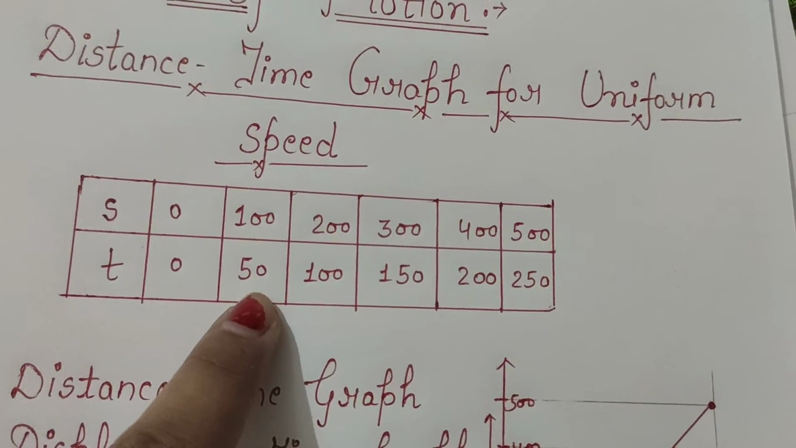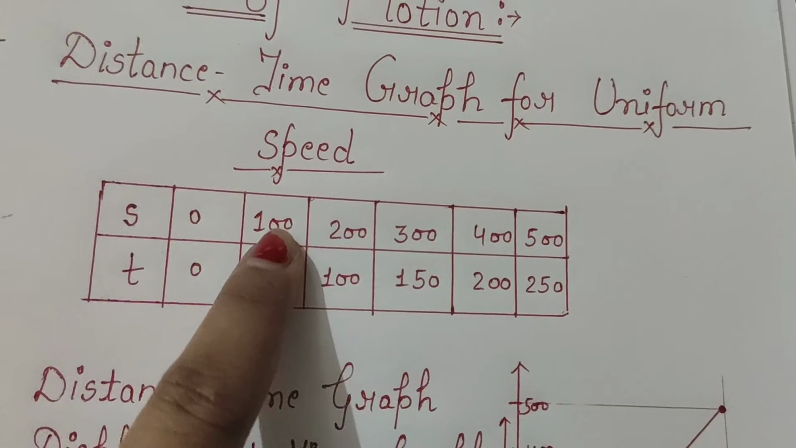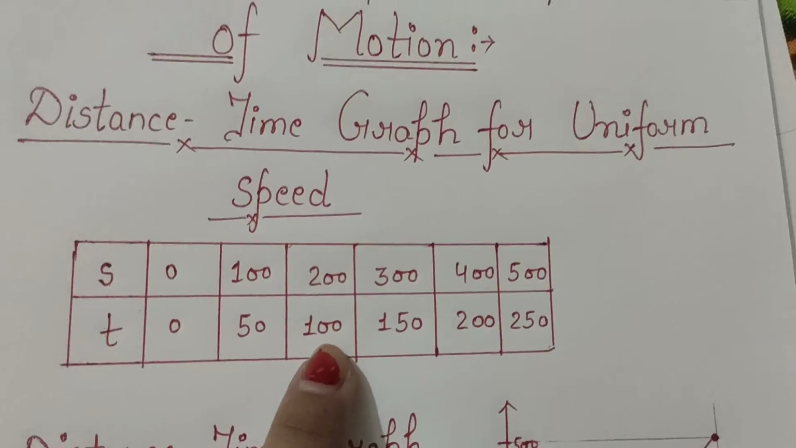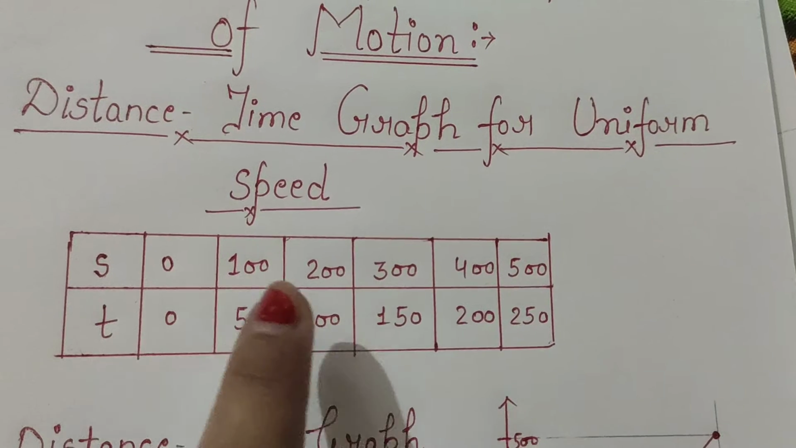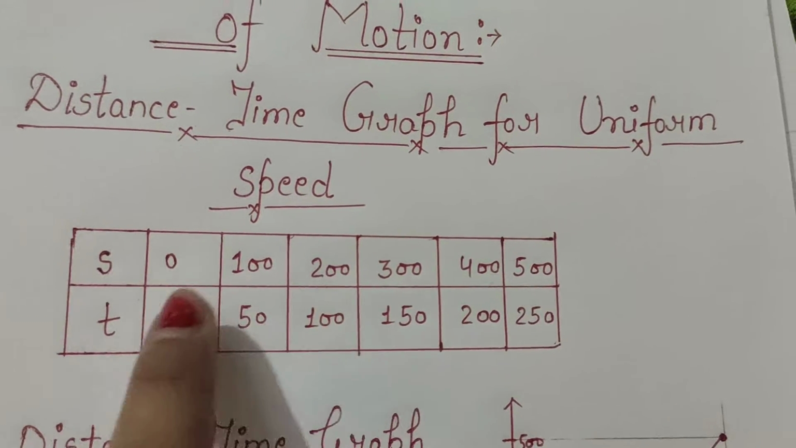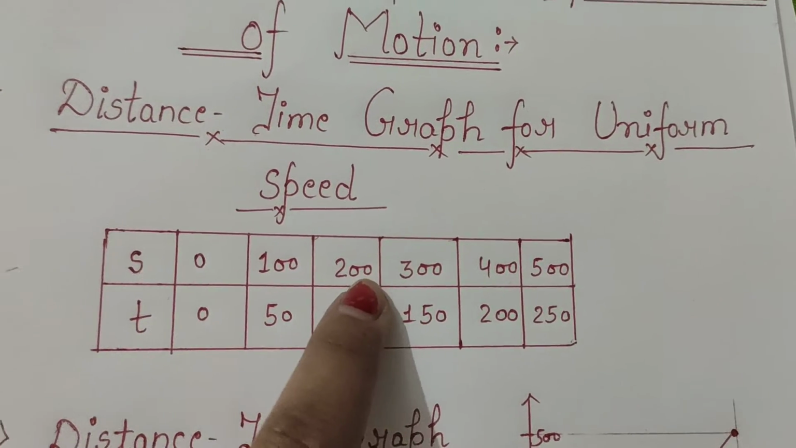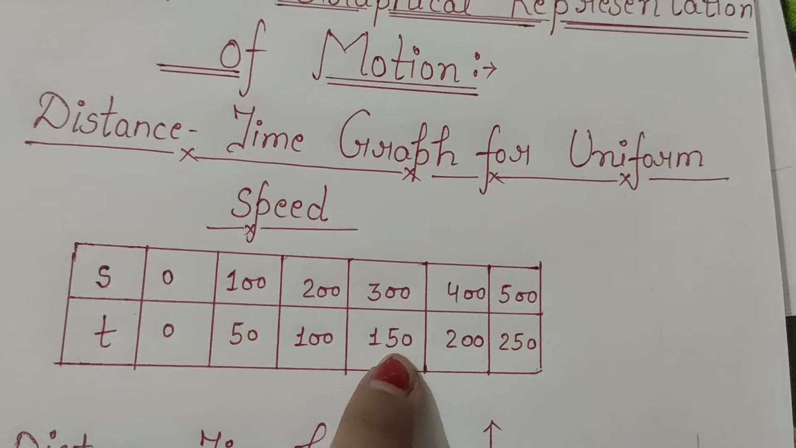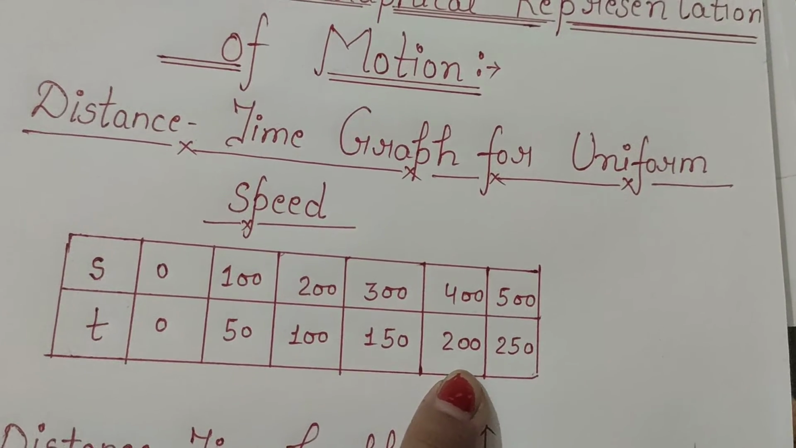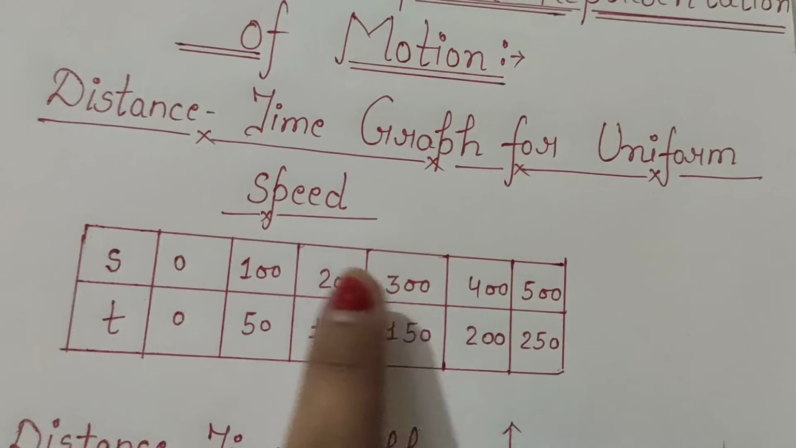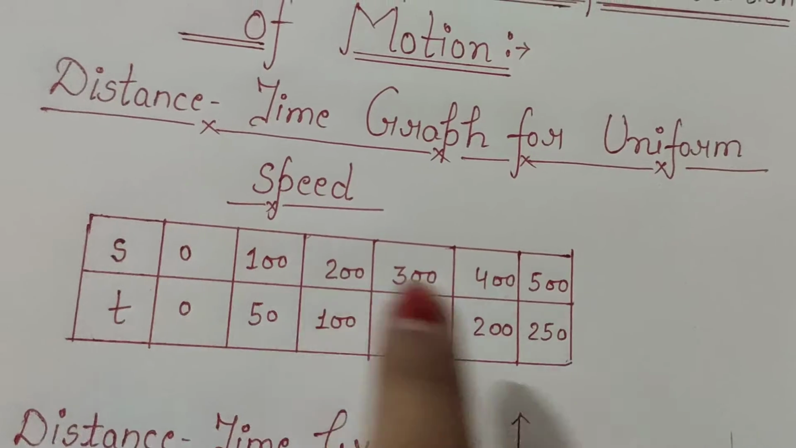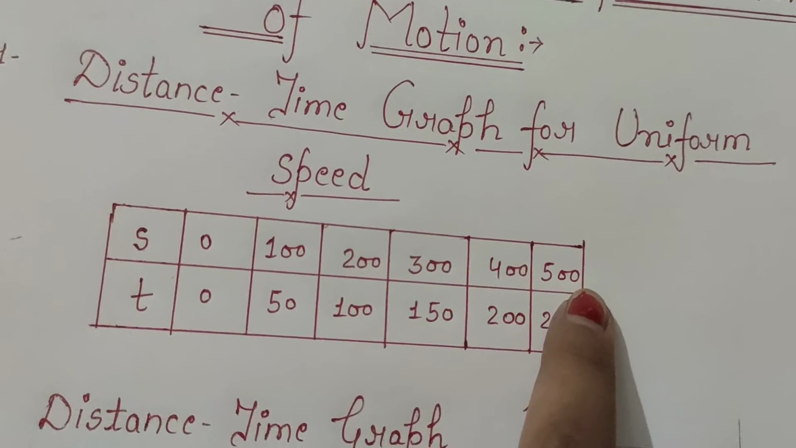After 50 seconds, we have observed that the body has traveled a distance of 100 meters. In the next 50 seconds, that means the total time taken from rest is 100 seconds, and in 100 seconds the distance covered is 200 meters. In the next 50 seconds, it has covered the next 100 meters. In the next 200 seconds, that means from 0 to 200 seconds, it has covered a distance of 400. In the next 50 seconds, so a total of 250 seconds, it has covered a distance of 500 meters.